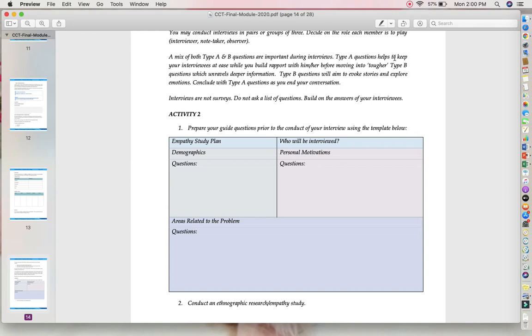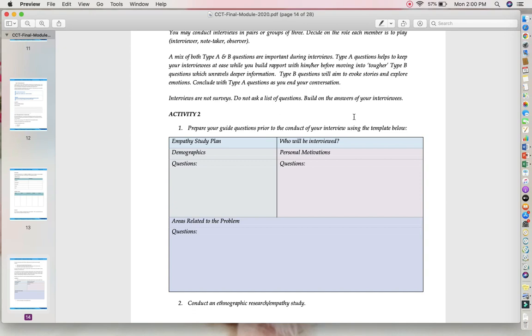Type A questions help keep your interviewees at ease while you build rapport with him or her before moving into the tougher type, which is type B. Type B questions unravel deeper information. Type B questions will aim to evoke stories and explore emotions. Conclude with type A questions as you end your conversation.